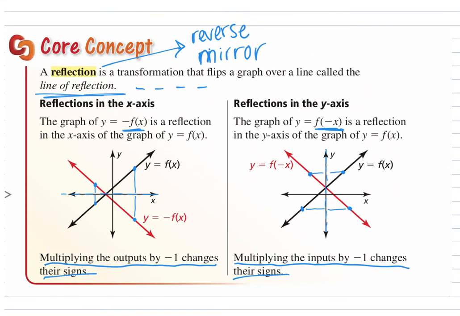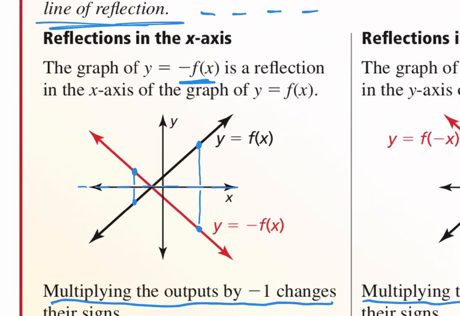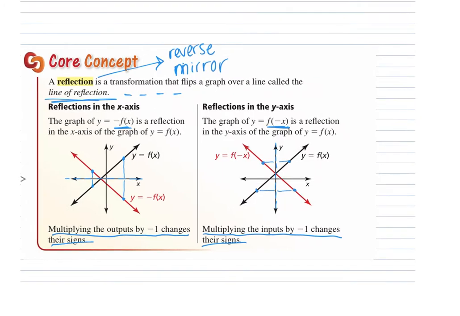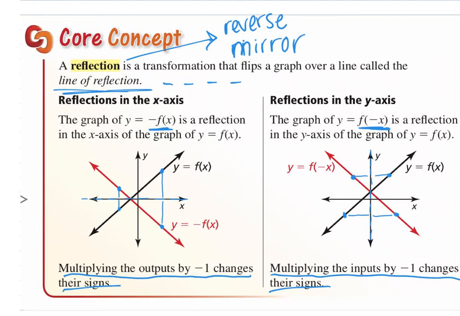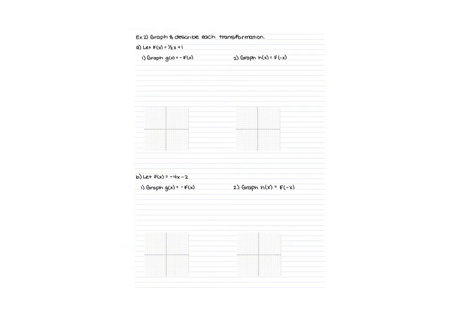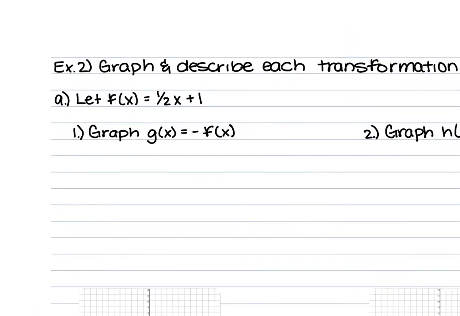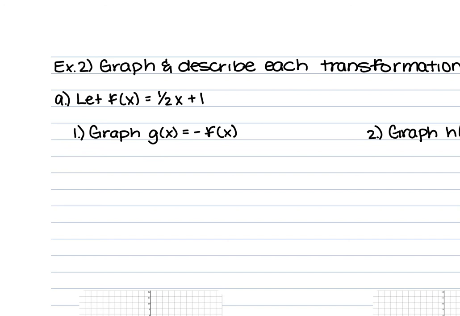Reverse and mirror. Is that a reflection over the x-axis or the y-axis? Sabrina? X-axis. So, let's try one example. We only have time for one, and then we have to end. Okay, so again, f of x equals 1/2 x plus 1. Then we're going to graph g of x equals negative f of x.